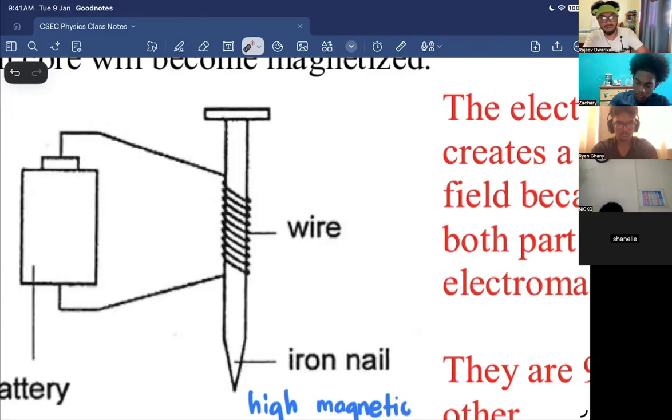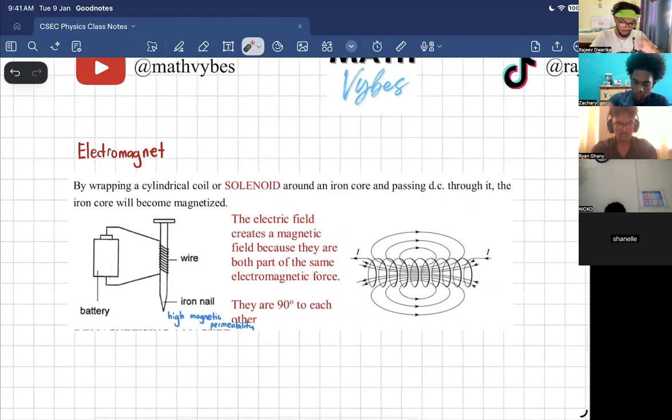So we'll use an iron nail, because the iron nail allows the magnetic field to easily pass through it. So what's it saying, Chanel? Because the iron nail allows the magnetic field to easily pass through it, it's going to channel that magnetic field, and the iron nail is going to become magnetized. You understand? Yes, sir. And that's the whole concept of electromagnets.